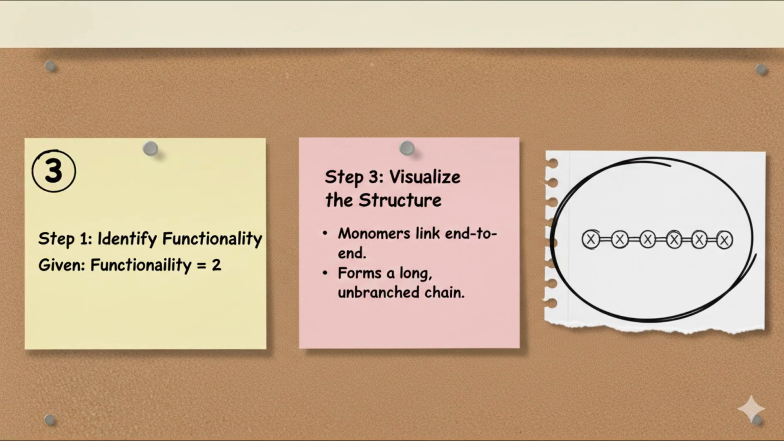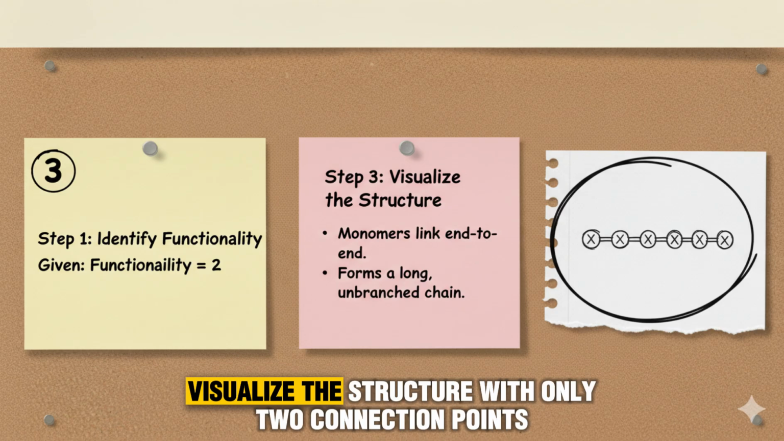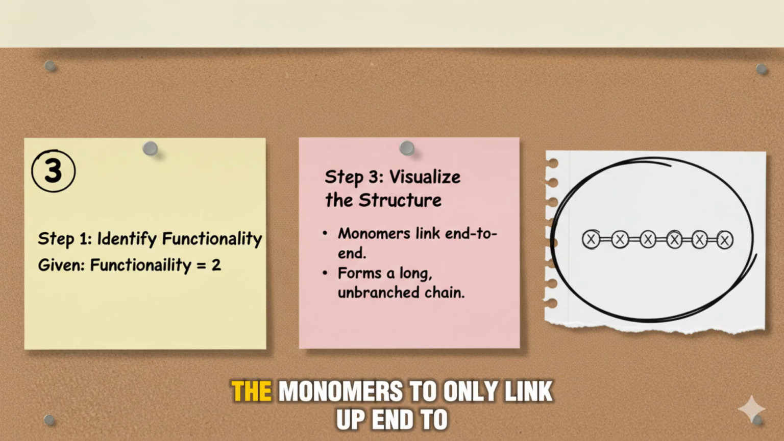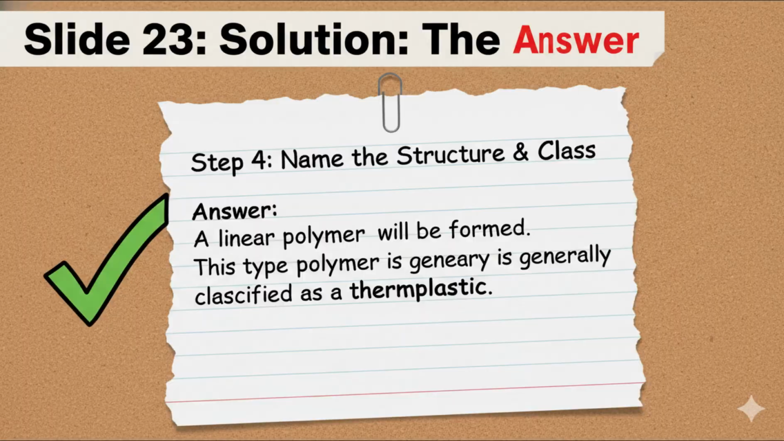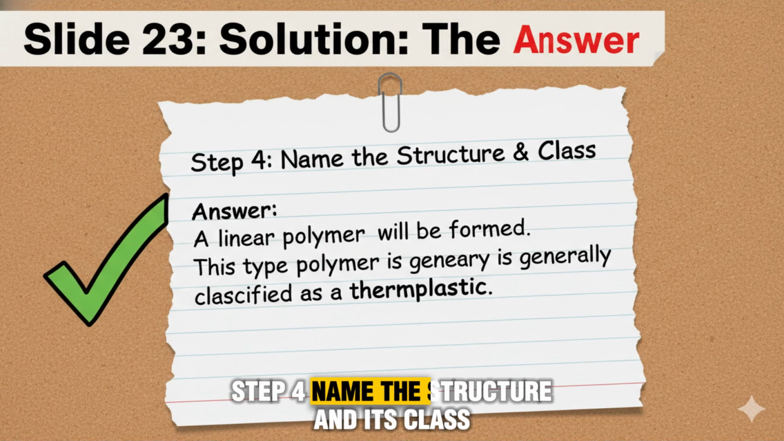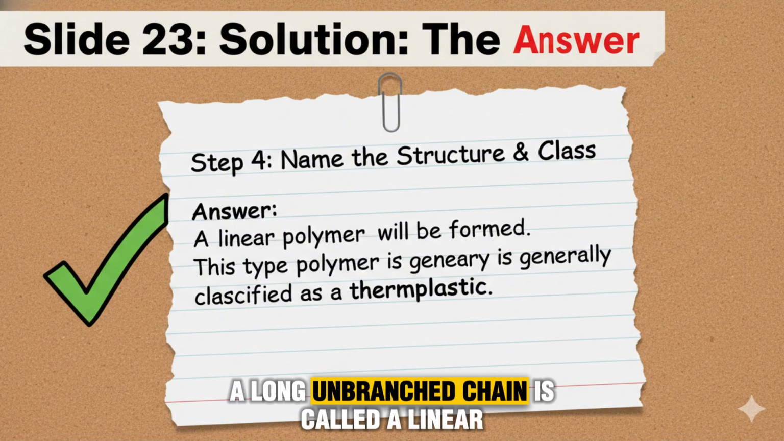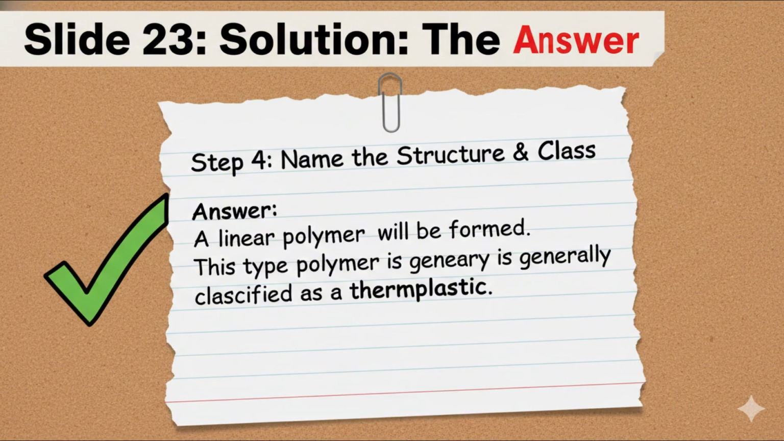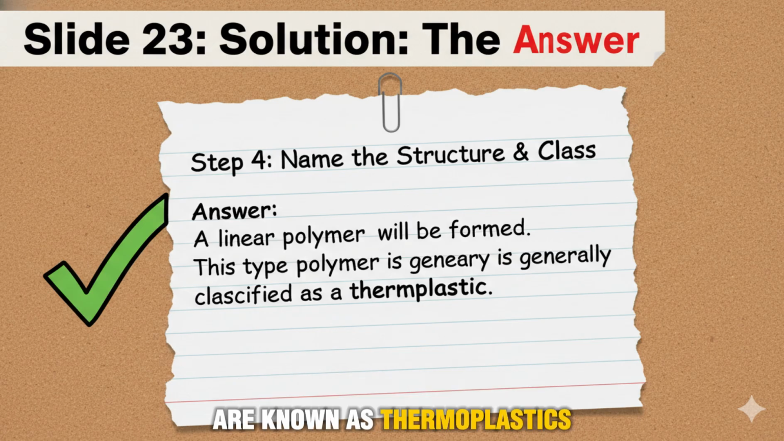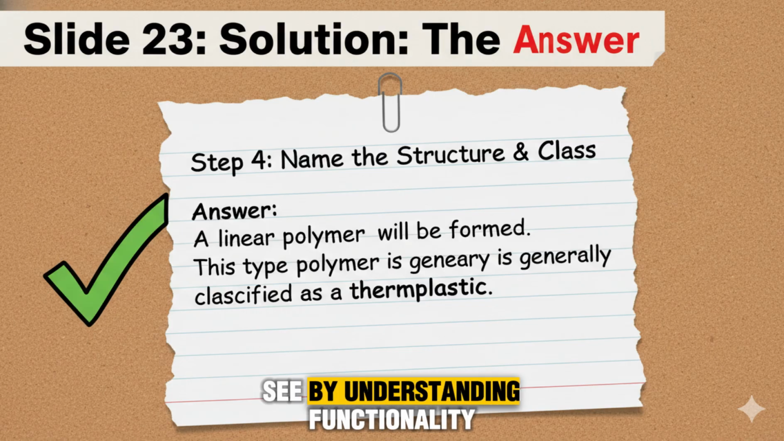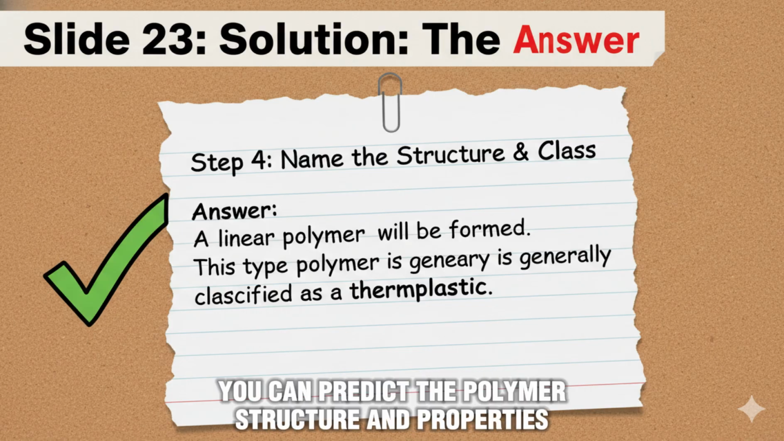Step 3. Visualize the structure. With only 2 connection points, the monomers can only link up end to end. This means they will form a long, unbranched chain. Step 4. Name the structure and its class. A long, unbranched chain is called a linear polymer, and linear polymers that soften on heating are known as thermoplastics. See? By understanding functionality, you can predict the polymer structure and properties.